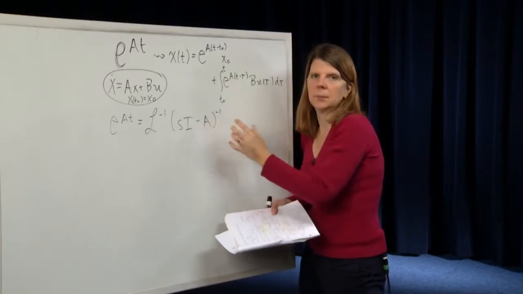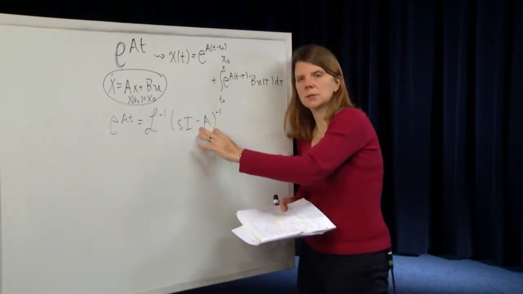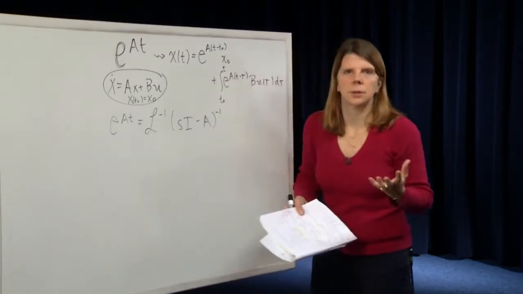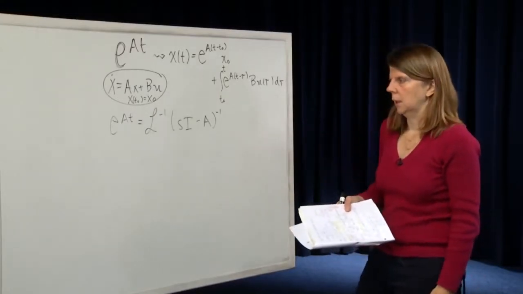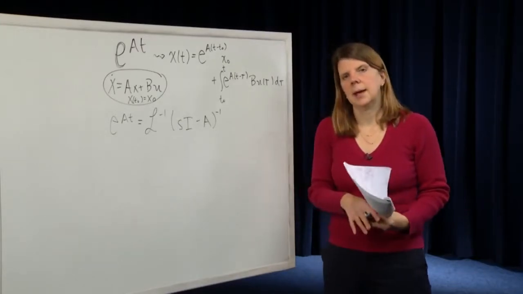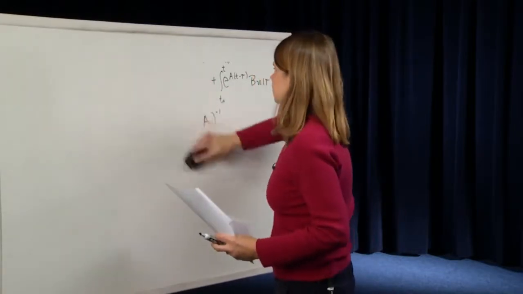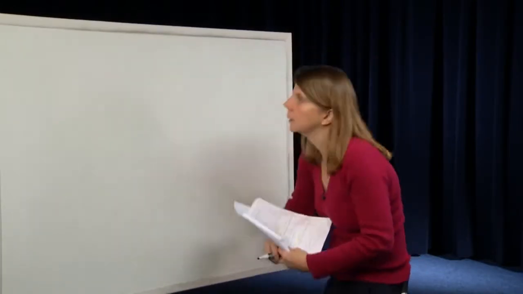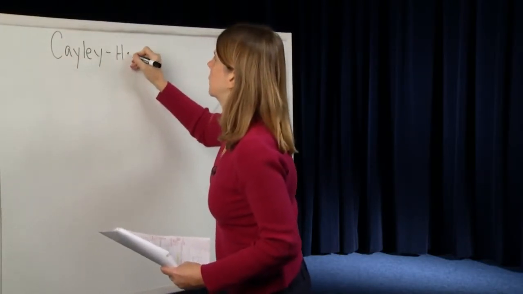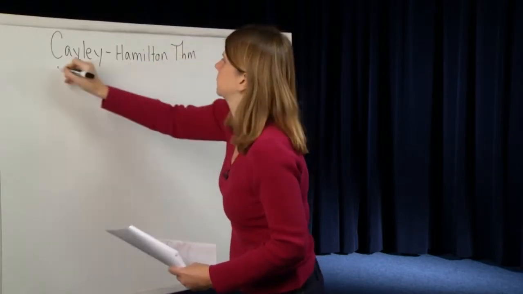We'll do that by thinking about how to simplify the matrix A, how to perform a similarity transform on A so that we get it to a simpler form where it's generally easier to compute the matrix exponential. Okay, and so the first tool that we're going to discuss in this sequence is called the Cayley-Hamilton theorem.